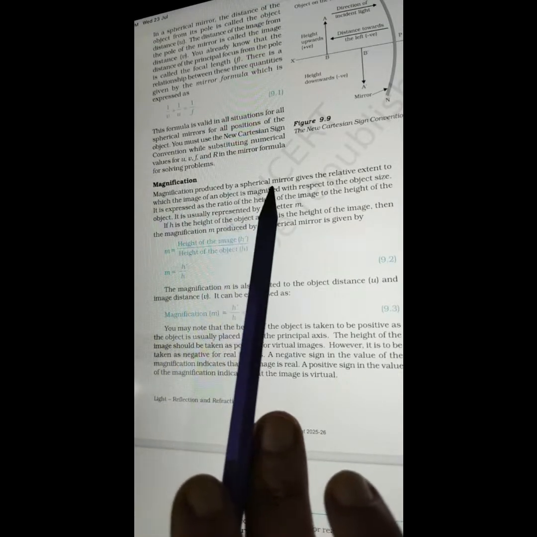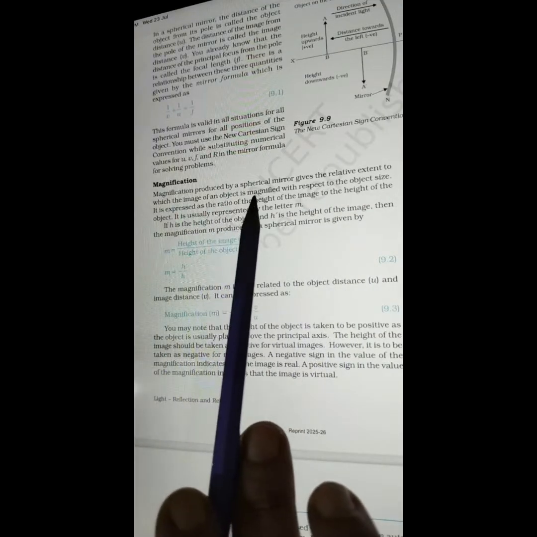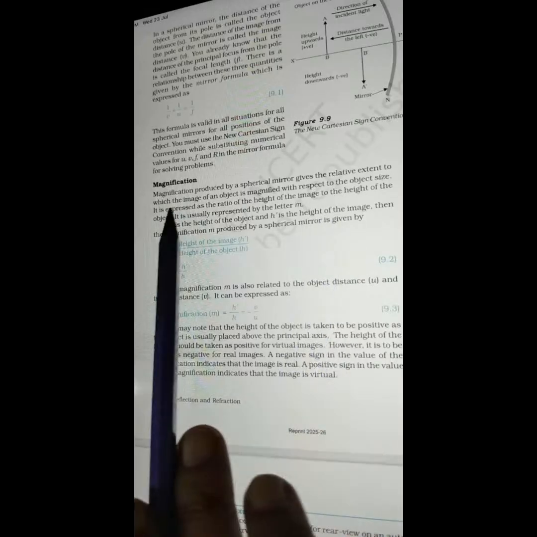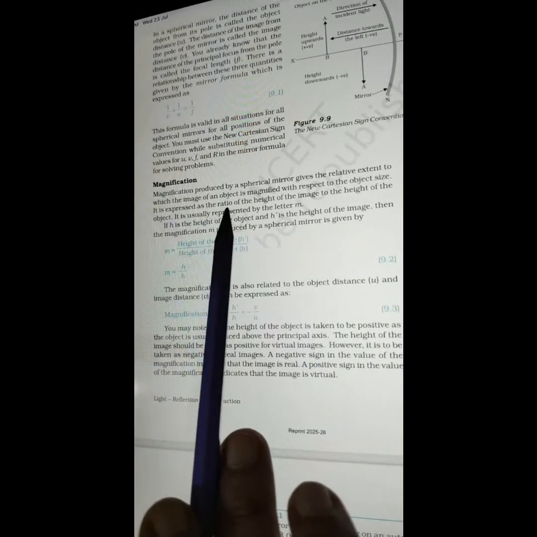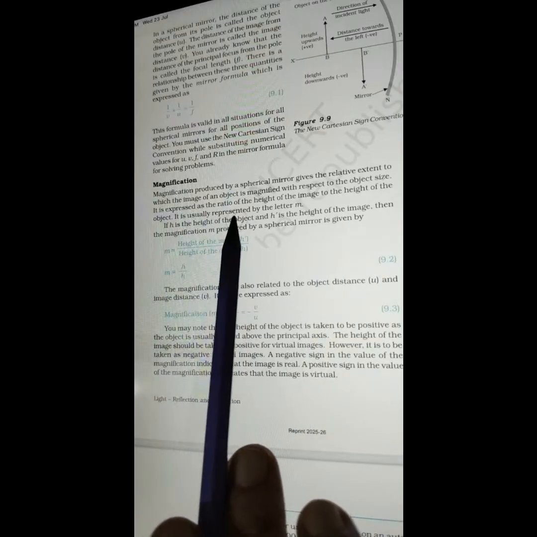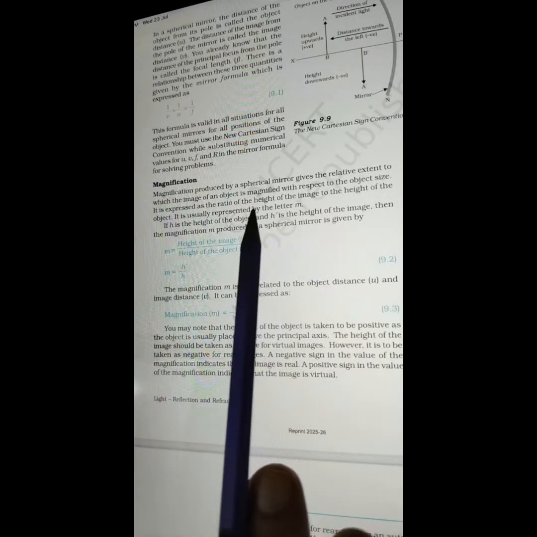Magnification. Magnification produced by a spherical mirror gives the relative extent to which the image of an object is magnified with respect to the object size. It is expressed as the ratio of the height of the image to the height of the object. It is usually represented by the letter small m.